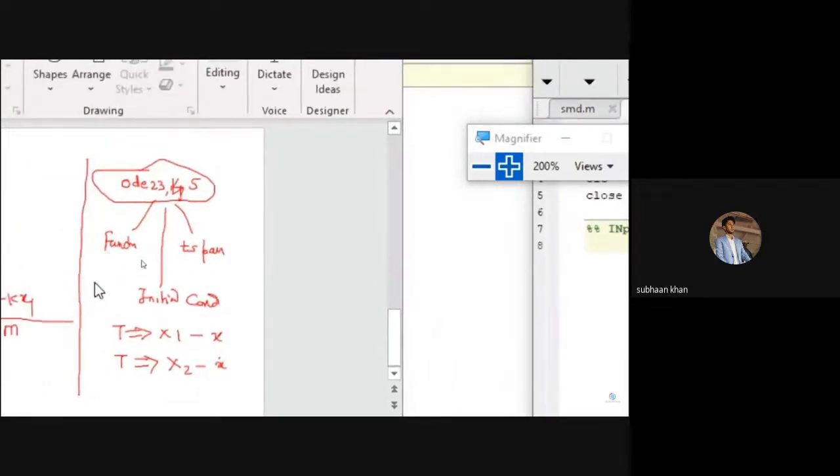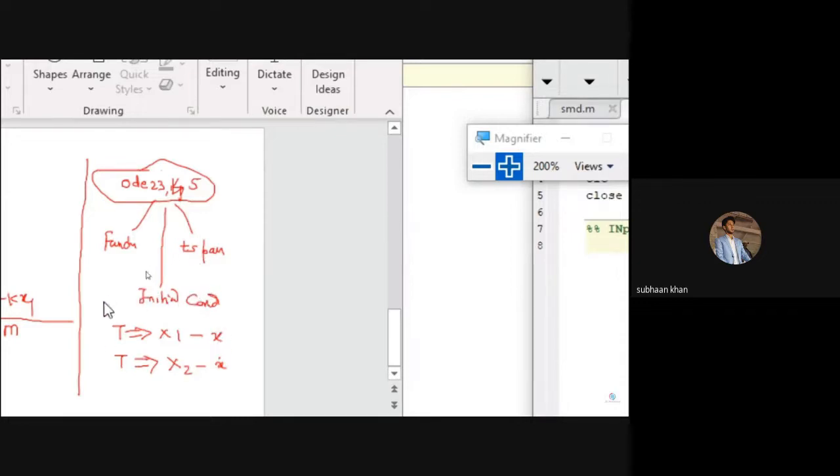The function is already there. Another one is a T span, meaning how much time you want to spend. Maybe 0 second to 10 second, maybe 20 second, 100 second, whatever. That is what is called a T span. I need to provide two numbers, starting point and end point.